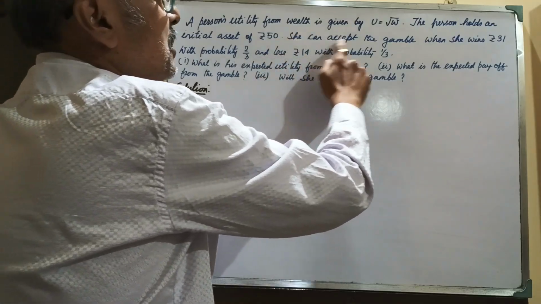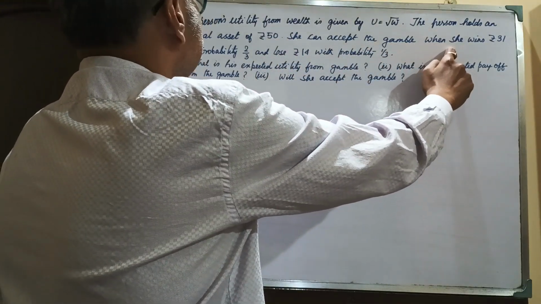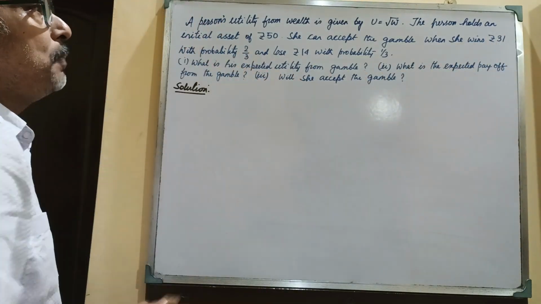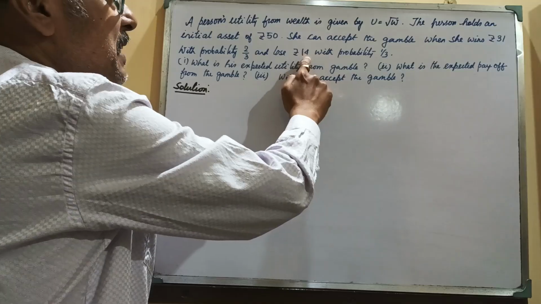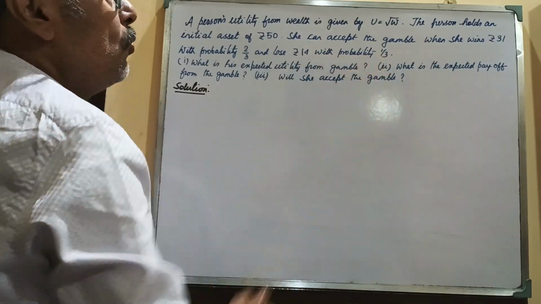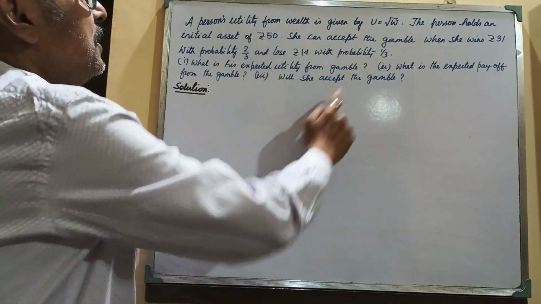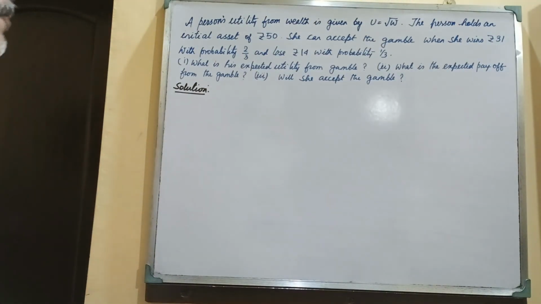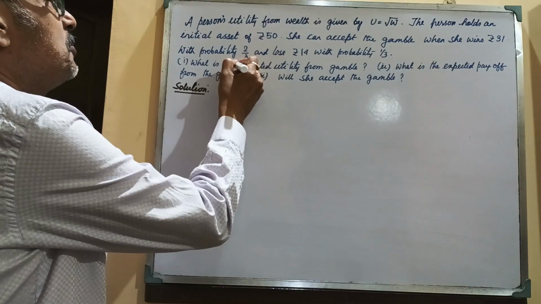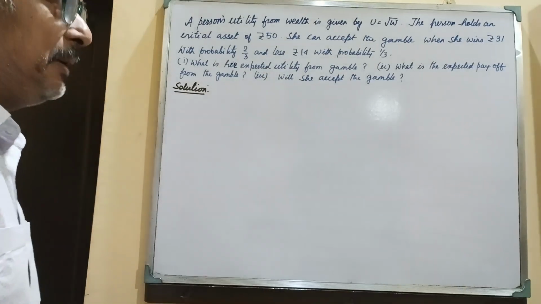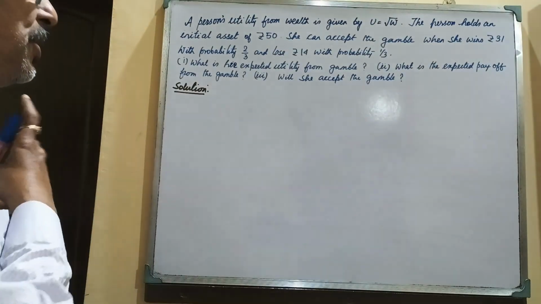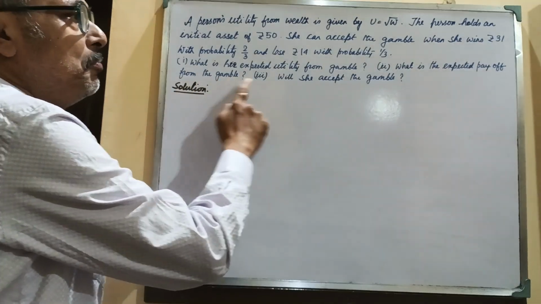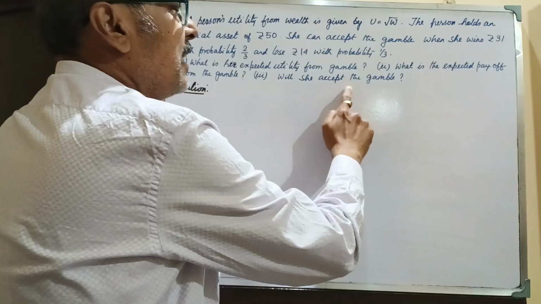She accepts the gamble when she wins rupees 31 with probability 2 by 3 and loses rupees 14 with probability 1 by 3. Part 1: What is her expected utility from the gamble? Part 2: What is the expected payoff from the gamble? Part 3: Will she accept the gamble?